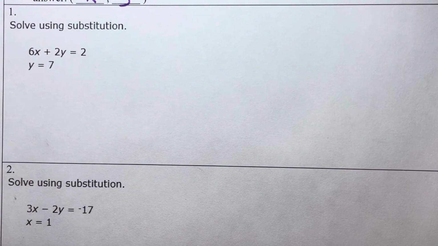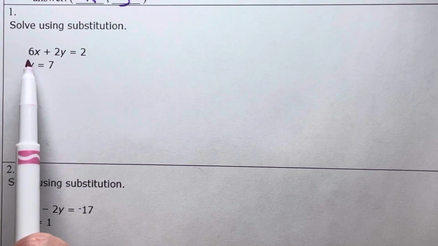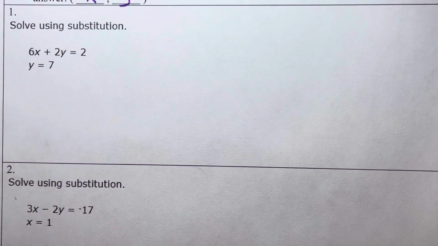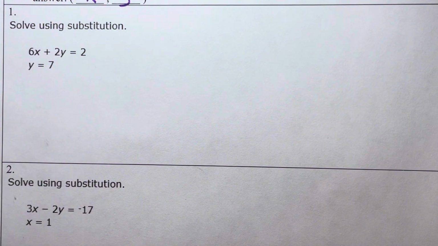Example 1. We're going to solve using substitution the system of 6x plus 2y equals 2 and y equals 7. Let's walk through the steps of solving together. Our first step was to determine which equation is solved for a variable.